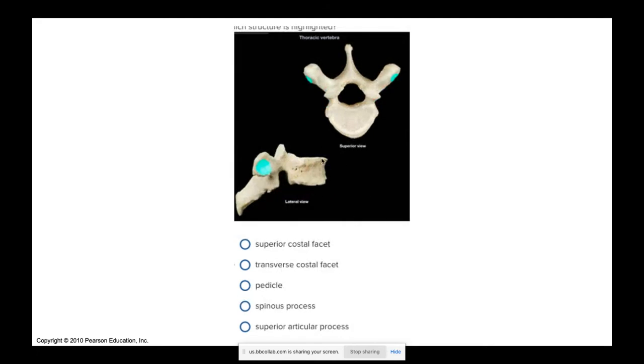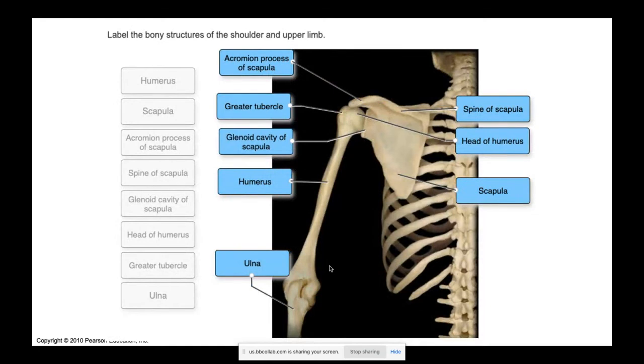Okay, here is the transverse process, but it's pointing to the facet that's on it, so it's the transverse costal facet. It's where the rib would articulate with.